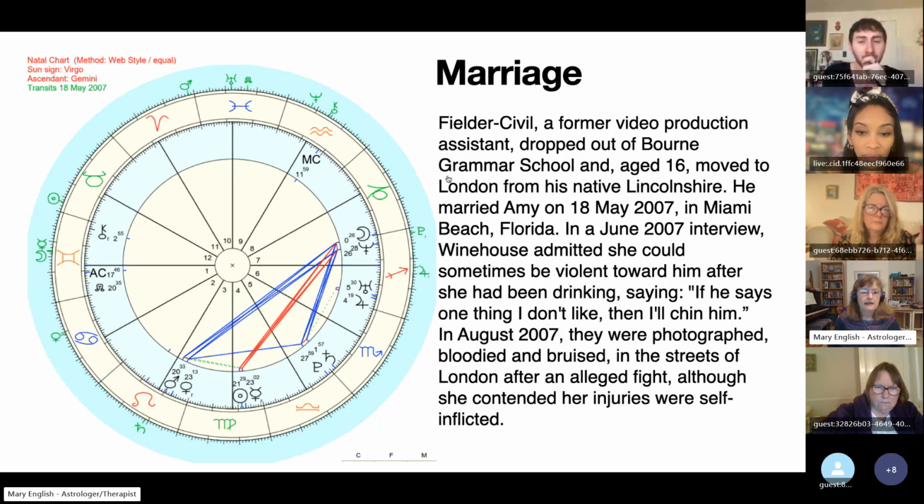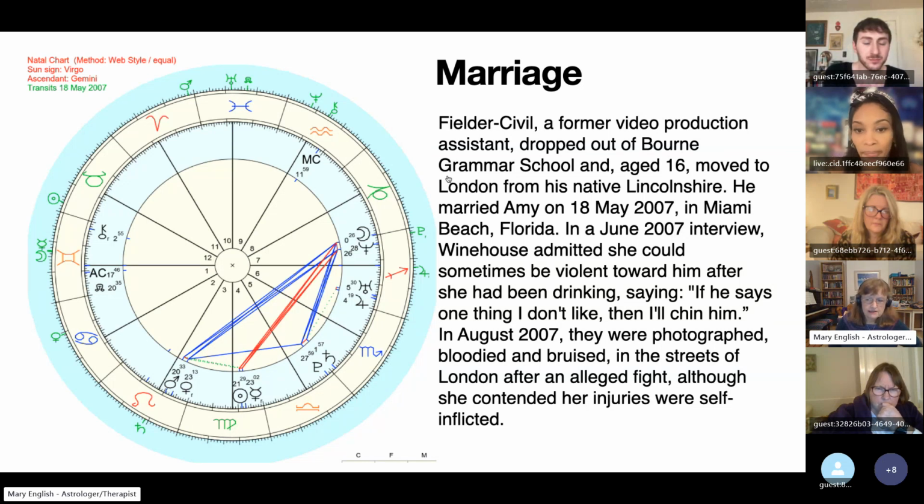So on the 18th of May 2007, the following year of this best-selling album, she marries a guy called Field as Civil. I don't even know what his first name is, but anyway, he moved from London, from his native Lincolnshire, and he married Amy on the 18th of May 2007 in Miami Beach in Florida.